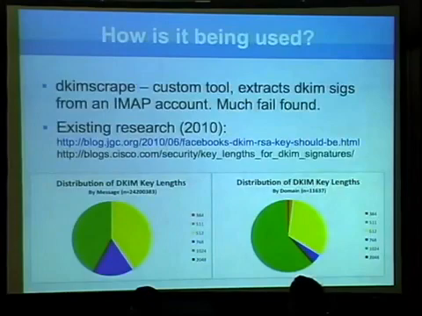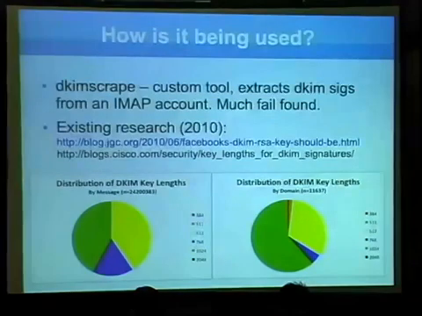So what have we got in the wild? The blog post I mentioned about Facebook, the link is up there if you want to read it. This guy spent 70 days trying to crack their 512-bit key, gave up, posted on his blog about it. They fixed it.